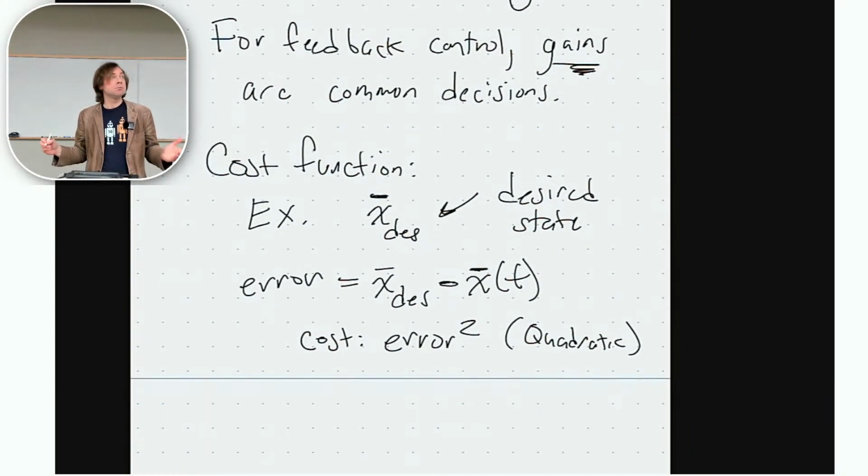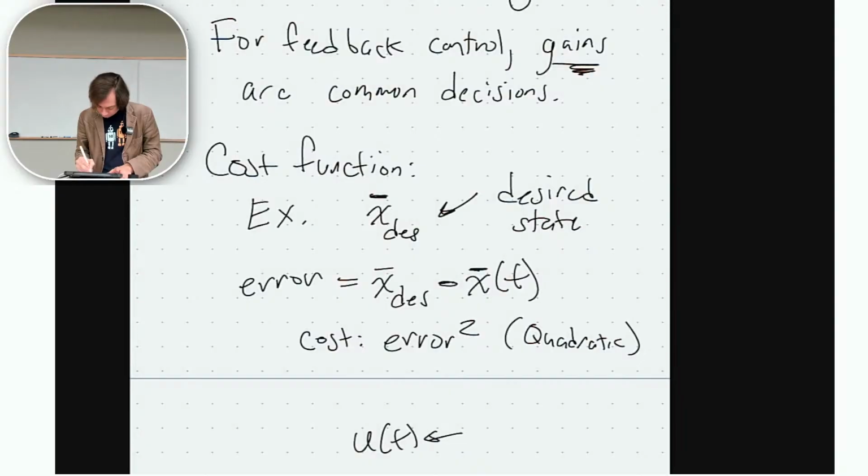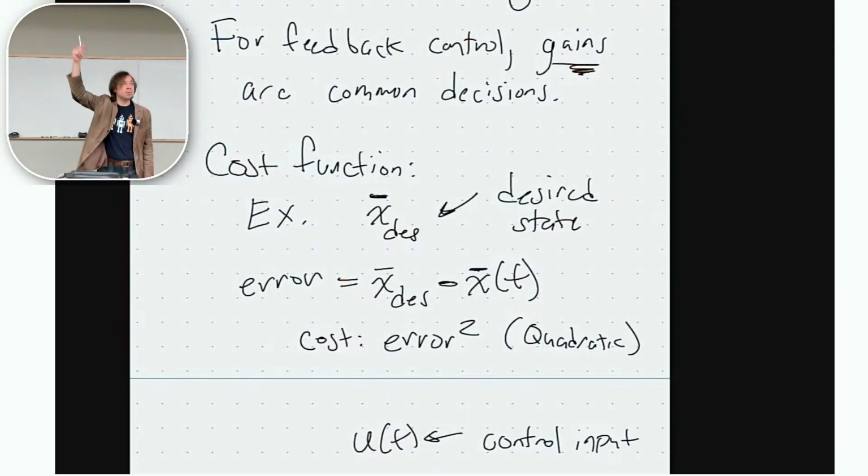Another thing, if you have some control input U, that's your control input. Maybe large positive numbers and large negative numbers are both bad. What can we do? Let's square it and put it in the cost function. So your cost could be your U of t squared. It's also quadratic.